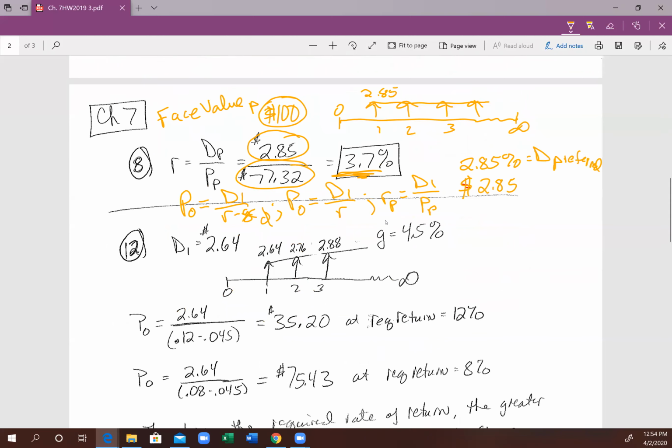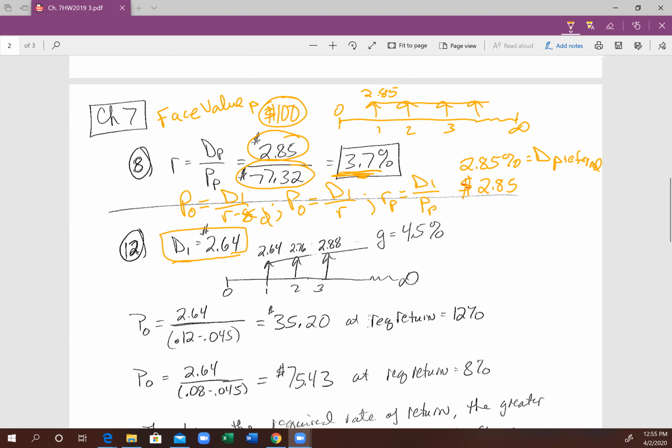All right, let's go ahead and look at number 12. Number 12 says Cape Corporation will pay a dividend of $2.64 next year. Now what that is they're expecting to pay $2.64 next year. Well, hold on, before I do that, any questions on the preferred stock? No. Okay. Well, let's go on to the next one.